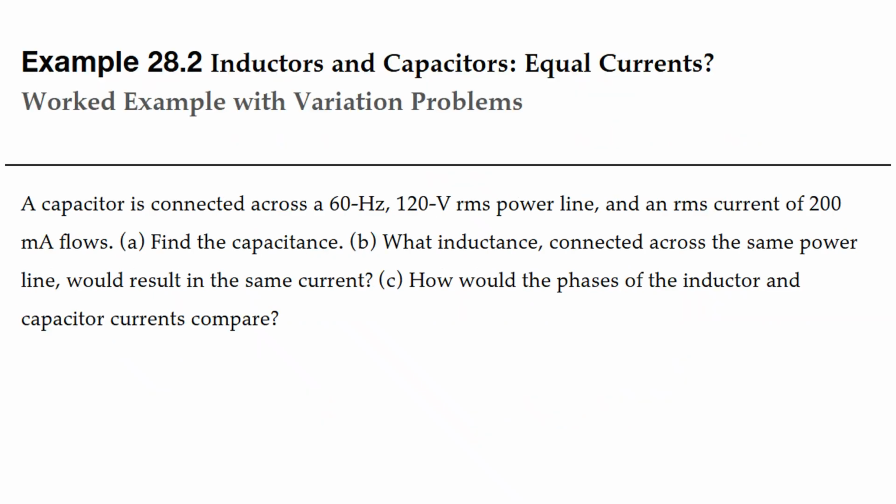All right, let's do an example from the book, Inductors and Capacitors, Equal Currents. It says a capacitor is connected across a 60 hertz, 120 volt, and that's root mean square, power line, and an RMS current of 200 milliamperes flows. Three questions. Find the capacitance. What inductance connected across the same power line would result in the same current? And how would the phases of the inductor and capacitor currents compare?